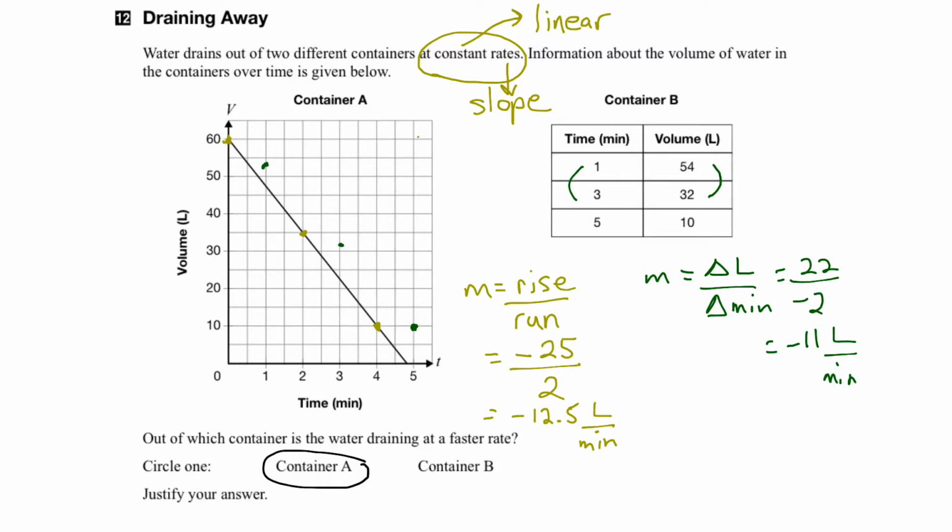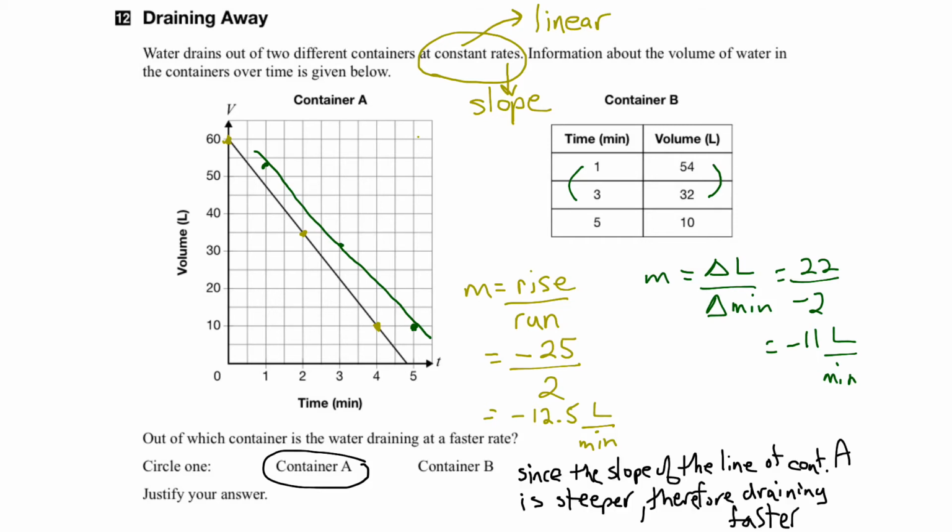And we can draw a line through these points as best we can. When we do that, we can compare the slopes of each of these lines, and we can see that container A, represented by this line, has a steeper slope than container B. Therefore, container A must be draining faster because the slope of container A is steeper. In other words, since the slope of the line of container A is steeper, it is draining faster. And there you go.